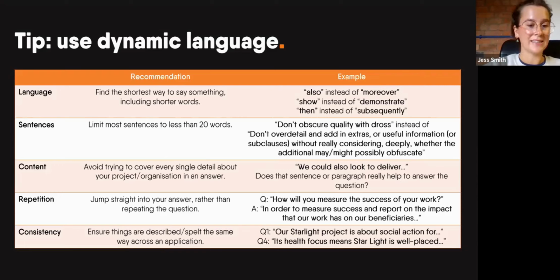And finally, consistency. Ensuring things are described and spelled the same way throughout an application. So when you're talking about children and young people, make sure you're being consistent with that language, consistent with the ways you describe them and the needs that you're talking about.